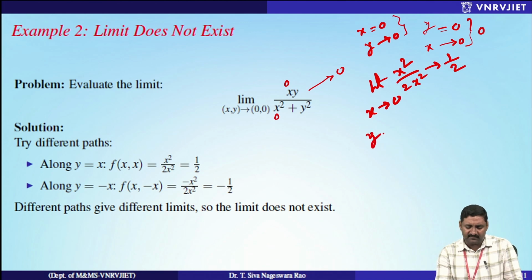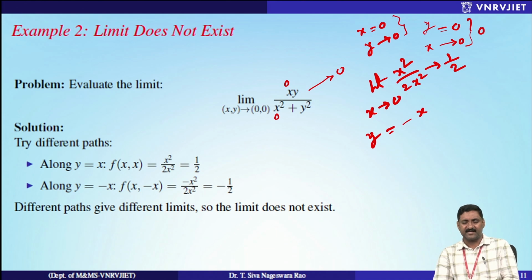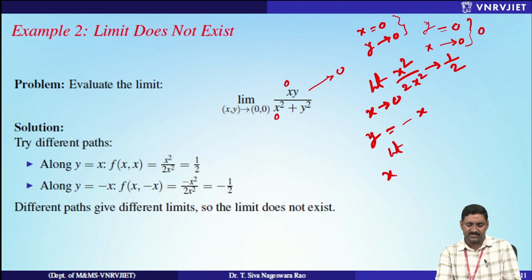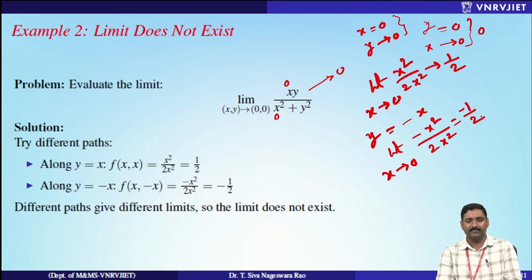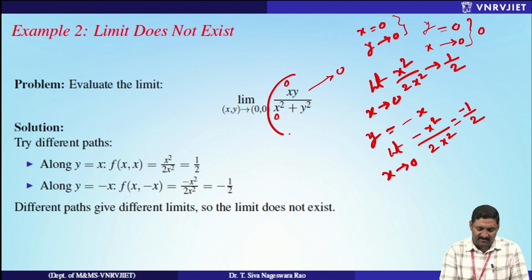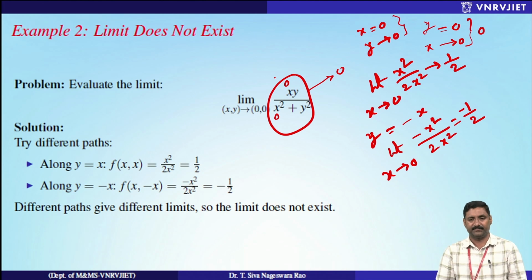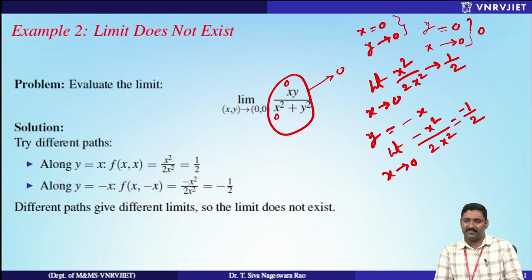I will take one more path, y is equal to minus x here. If I am taking y is equal to minus x, then limit as x tends to 0, it goes to minus x square by 2x square. Hence the answer is minus 1 by 2. Here we are finding the limit corresponding to the given function f of x comma y along 4 different paths. One path is fix x equal to 0, y will vary. Another path is fix y equal to 0, x will vary.